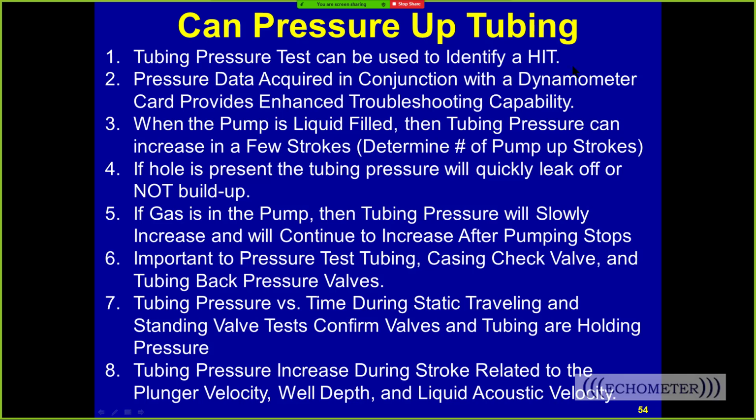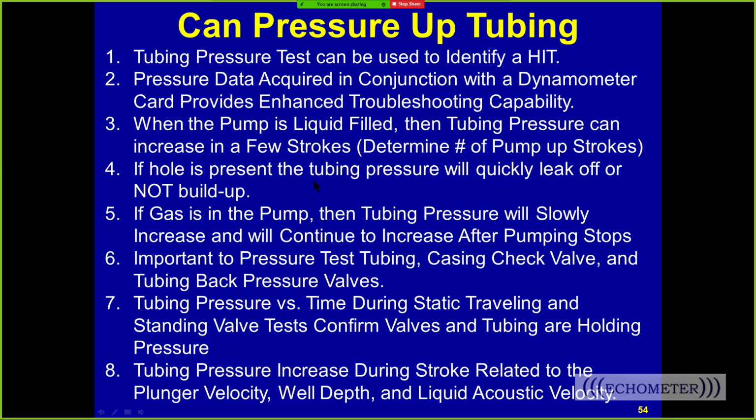So can you pressure up the tubing? Well, if you can pressure up the tubing, you can use a pressure test to find a hole. If you think there's a hole, the pressure data is acquired simultaneously in conjunction with your dynamometer test. It provides an enhanced troubleshooting capability. When the pump is filled with liquid, then it's 1, 2, 3 strokes, and the tubing pressure is like 500 psi. So you have to be cautious about closing the flow T at the surface if the tubing is filled with liquid. It'll quickly pressure up.